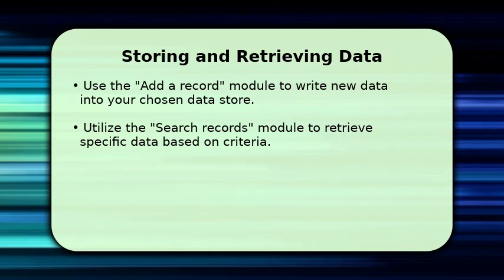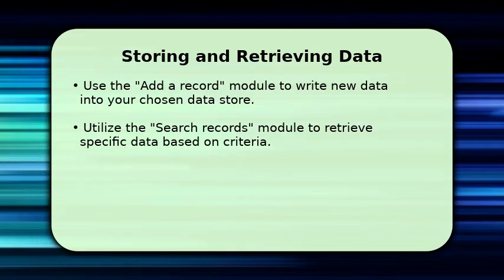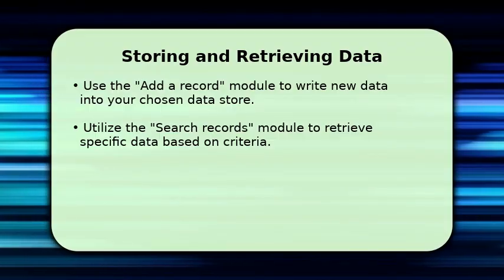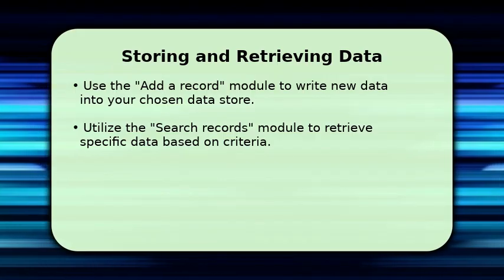Once your data store is set up, you can start interacting with it using modules in your scenarios. To store information, simply use the Add a Record module, mapping your scenario data to the fields you defined. When you need to get data back, the Search Records module is your go-to. You can filter by specific criteria, like an ID or a name, to retrieve exactly the information you need for your next steps in the automation.